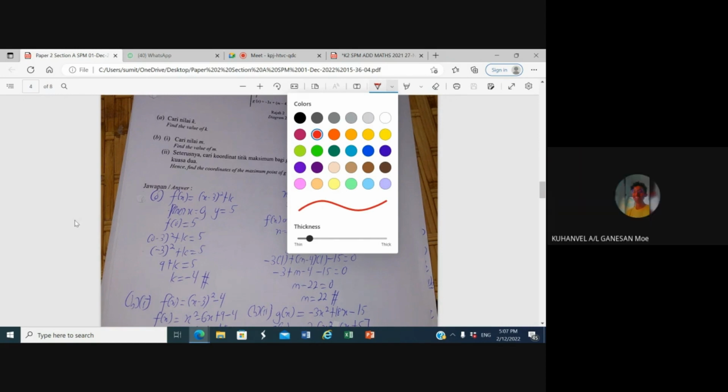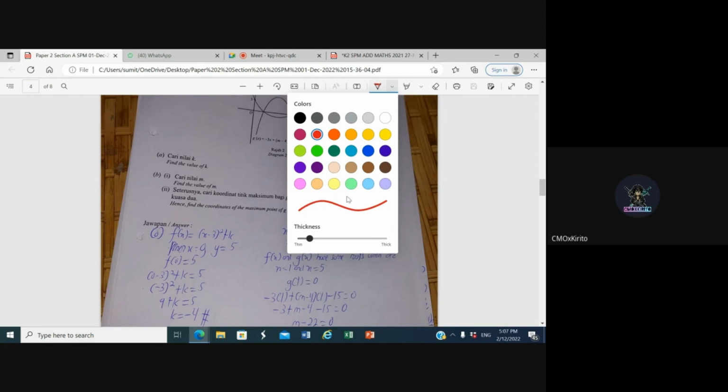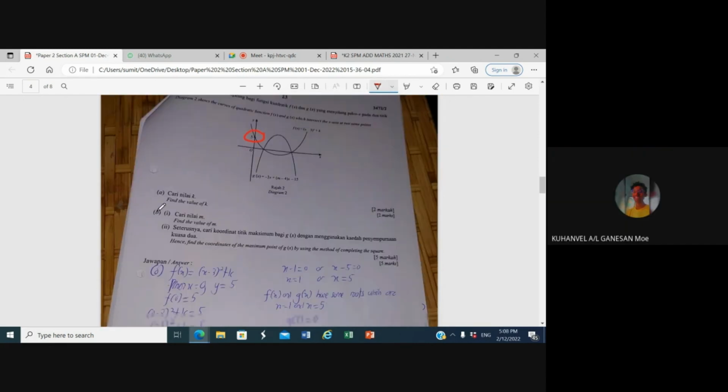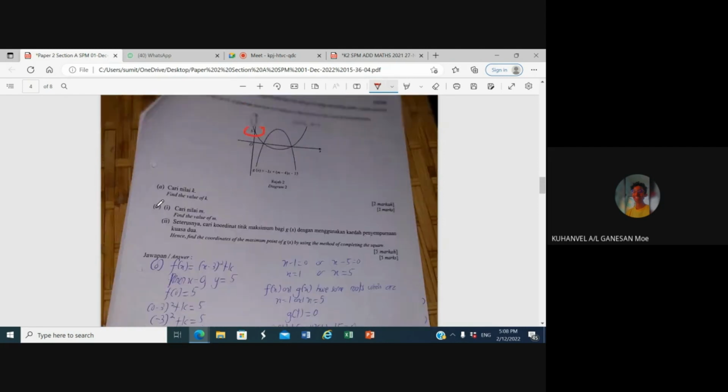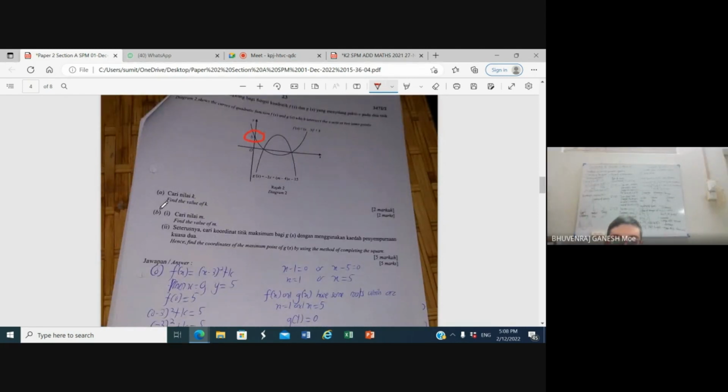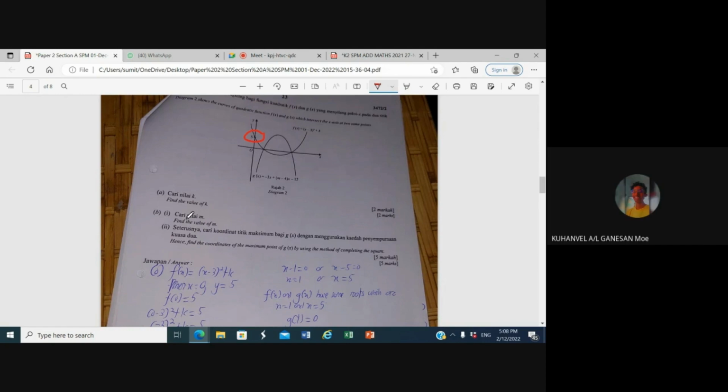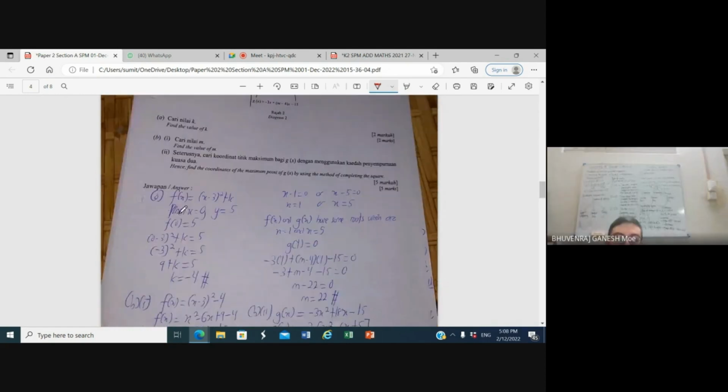For f(x), he rewrote it. The second line he wrote x equals 0, y equals 5, because they gave that it intersects the y-axis. Then you just sub in and you get k. Isn't this way much safer? I mean, it doesn't really matter, but I would say it depends on the teacher, because it's 2 marks only, so I'm not sure.